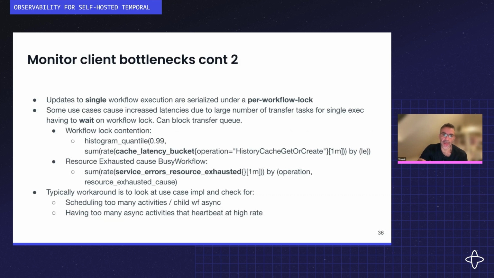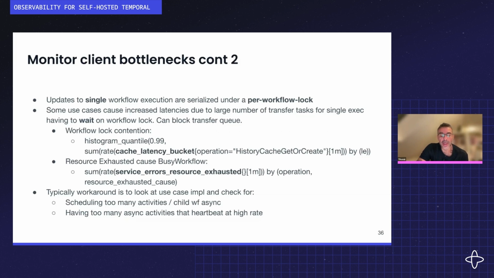Another way to check this is through the service error resource exhausted metric. We've seen this a couple of times already, where the resource exhausted cause is called busy workflow. That's another way to detect this. And the typical workaround, if you see workflow lock latencies, is to schedule fewer activities async. On high scale that has to be done a lot of the time, depending on the cluster, but it's typically activities that are all started async and complete within a very short time or at the same time. It happens a lot.